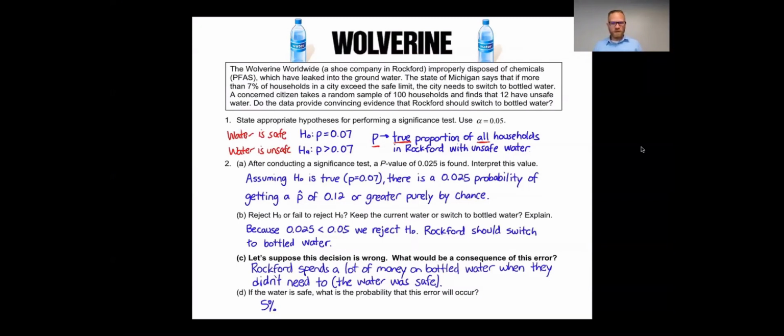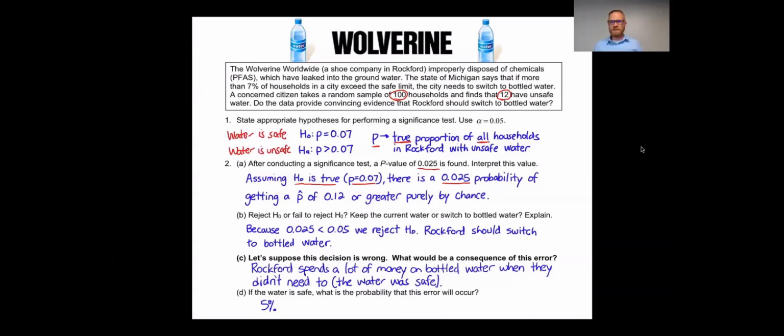Okay, for number 2, we get a p-value of 0.025, and at this point we're getting pretty good at interpreting the p-value, I hope. So the first part is always to say that we are assuming the null hypothesis is true. In this case, that the water is safe and that the proportion is 7%. Here's your p-value, 0.025 probability of getting a p-hat value of 0.12 or greater purely by chance. And that p-hat value was that 12 out of the 100 based on the sample from the concerned citizen.